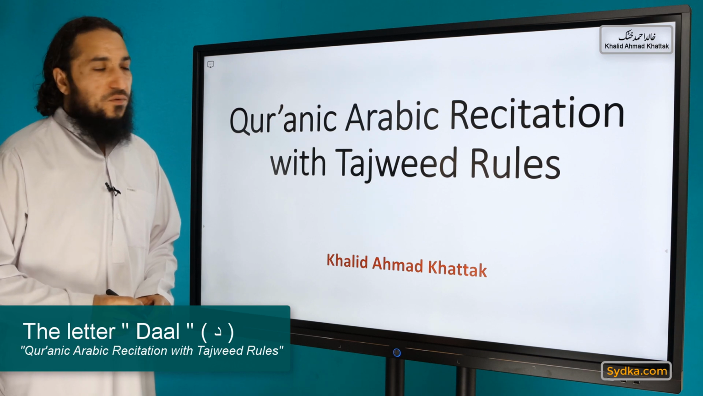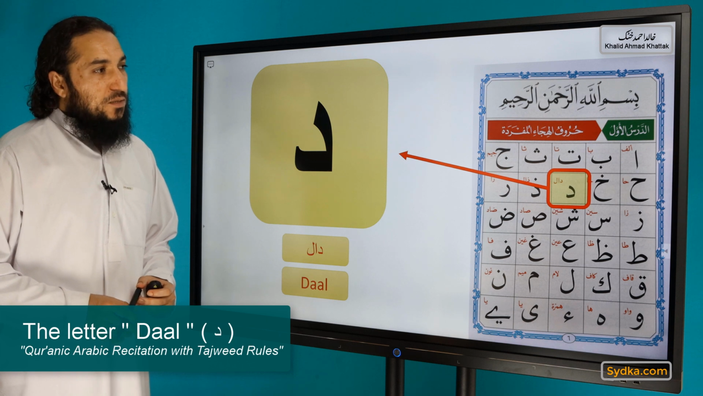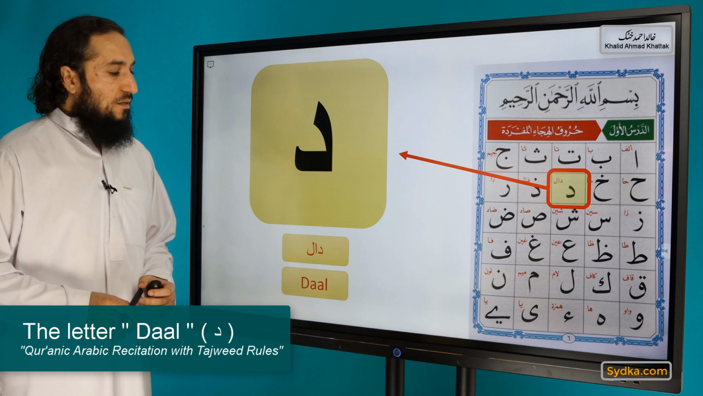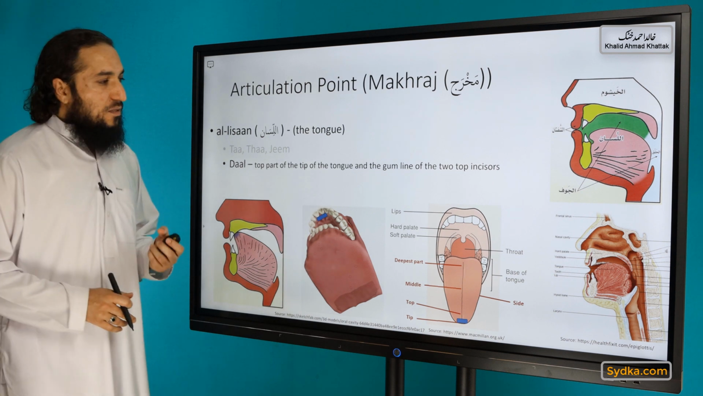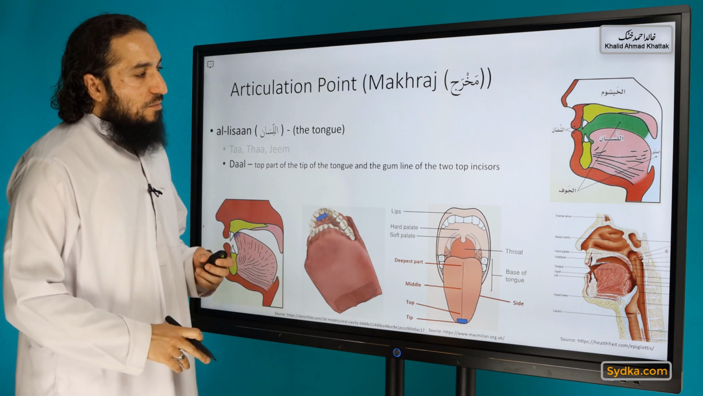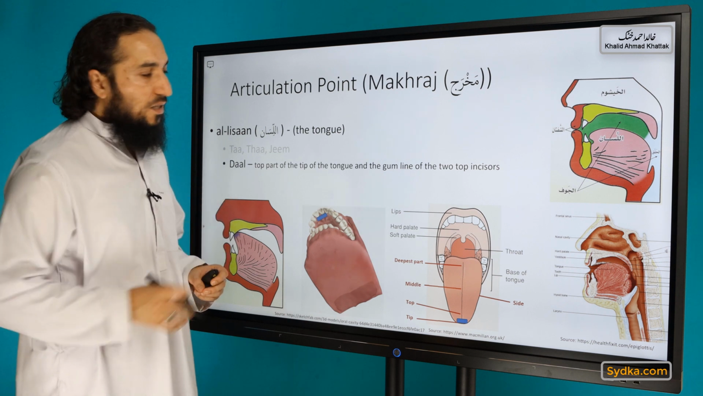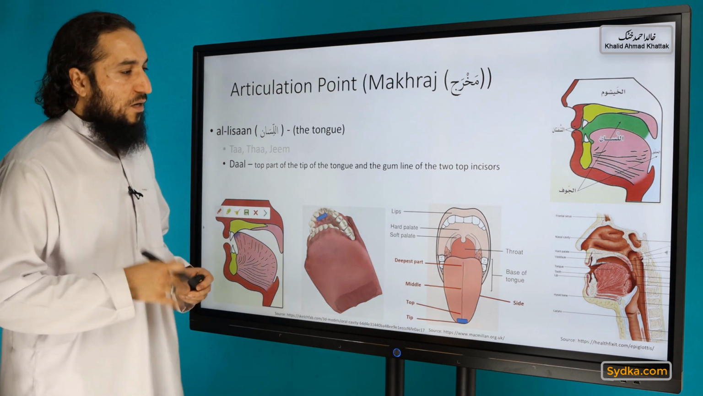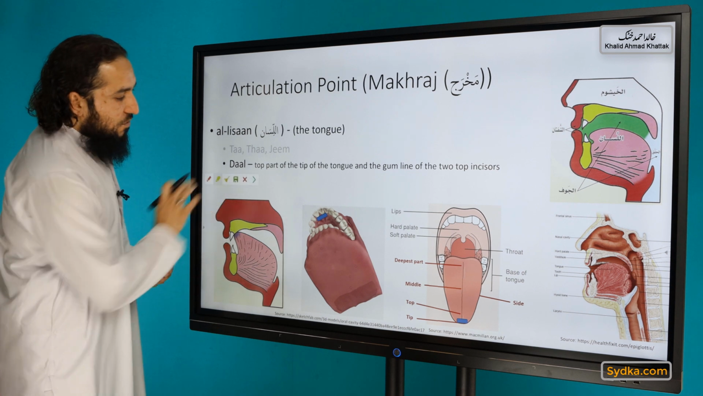Welcome back to another session of Qur'anic Arabic Recitation with Tajweed Rules. So in this session we will be studying the 8th letter of the Arabic alphabet, that is called Daal. The sound is D. And what is the articulation point? It says the top part of the tip of the tongue and the gum line of the two top incisors. That is quite similar to the one we have studied before, but the difference would be the Sifaat that causes a difference in the two different letters. Let me explain that to you.